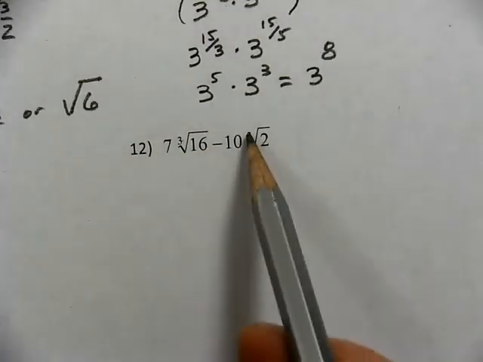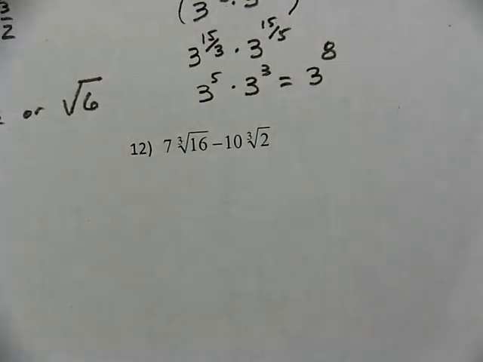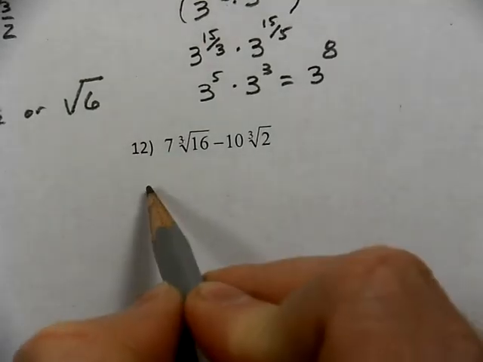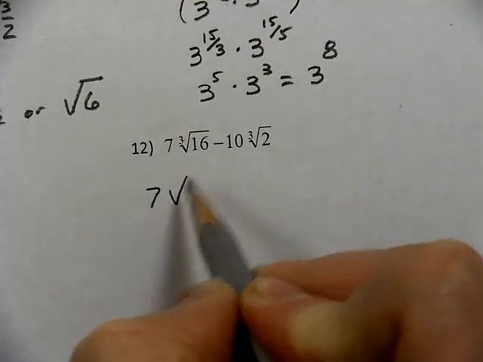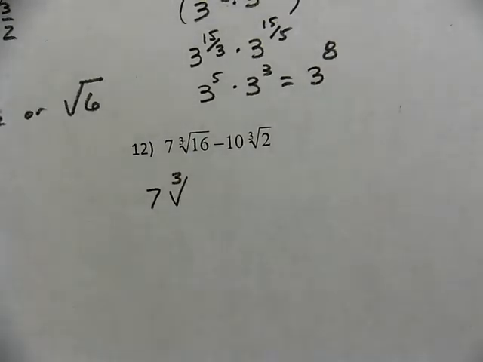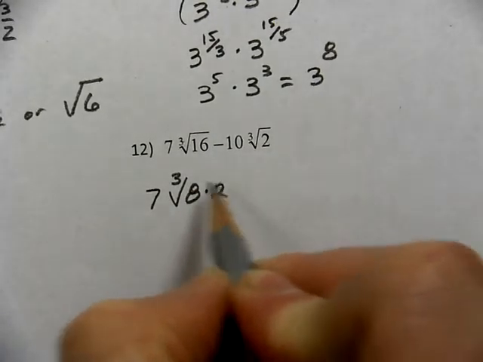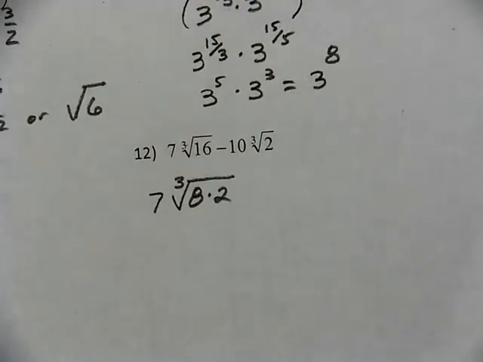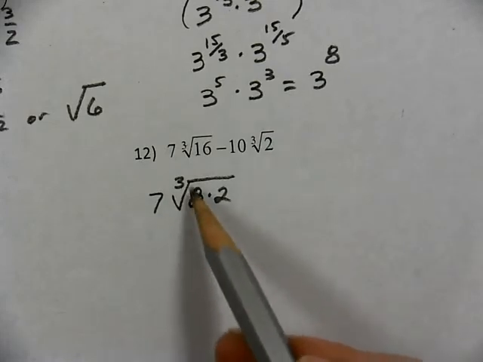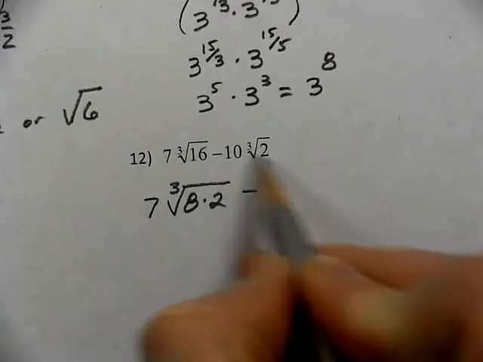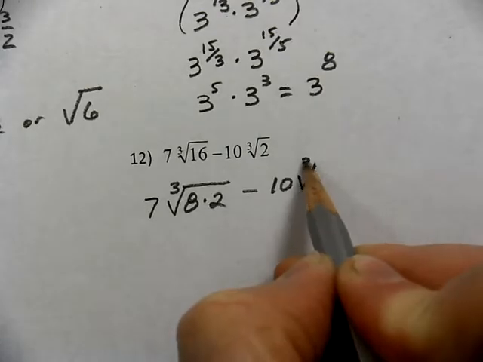Here, the indexes are the same, but the radicands are not the same. They have to be the same. So if they're not the same, maybe there's a way to turn them into the same. Well, 16. What can 16 be broken into? Eight times 2, and I like to use 8 times 2 rather than 4 by 4, because I know the cubed root of 8. Nothing can happen to this side. Can't be reduced.